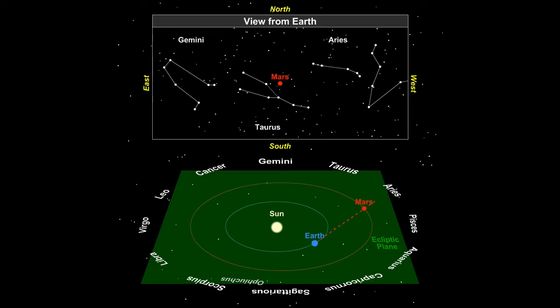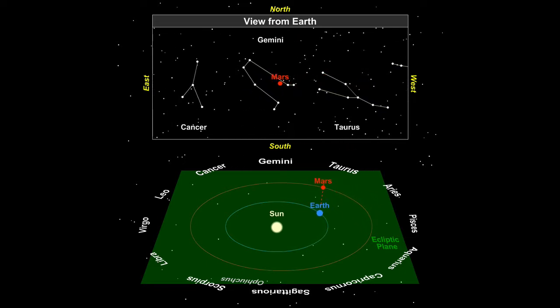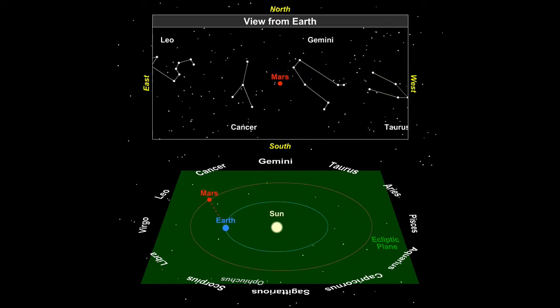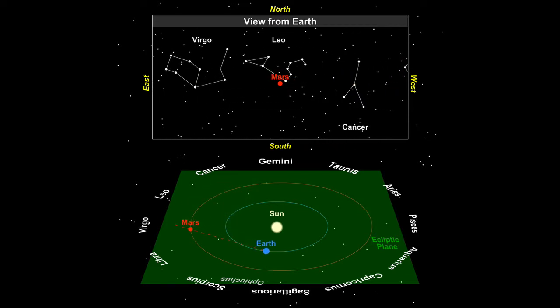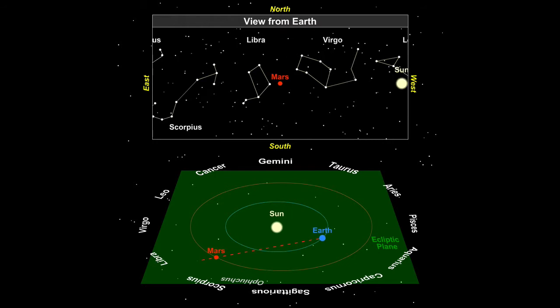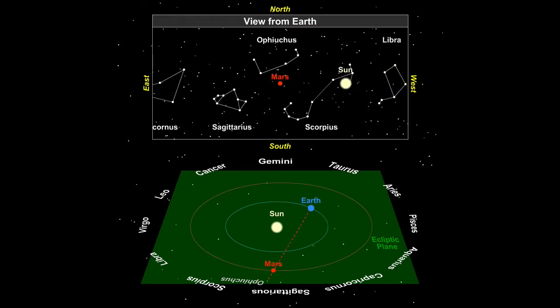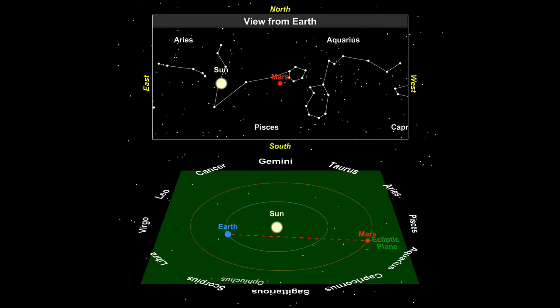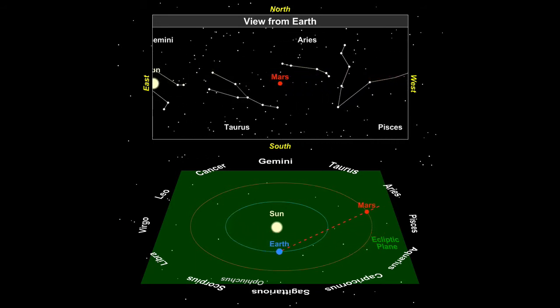In the lower window, of course, you'll see that both Earth and Mars always orbit the Sun in the same direction, with Earth orbiting faster. If you watch closely, or stop and start the video, you'll see that the periods of apparent retrograde motion occur as Earth passes by Mars in its orbit, which happens about once every 2 years.